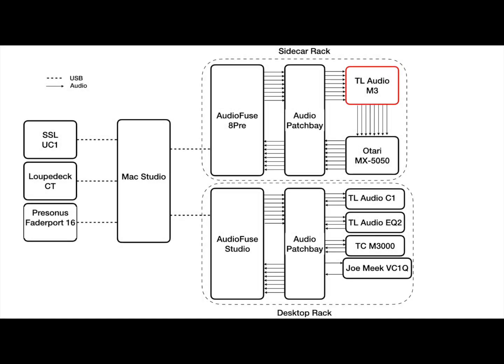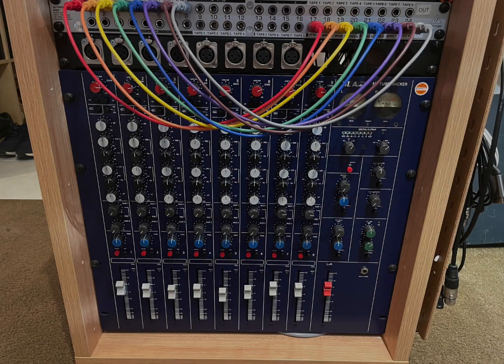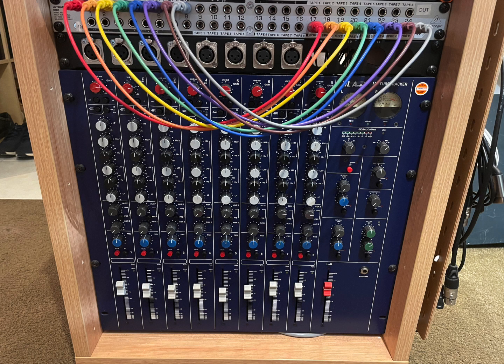The next item of equipment is the TL Audio Tubetracker M3 mixer. Really cool mixer, which I picked up for relatively cheap, about £1,000 in the UK, about a year ago actually. Brought it home, fixed it up, had a few little minor issues, and have racked it up into the sidecar rack here, as you can see in the picture.